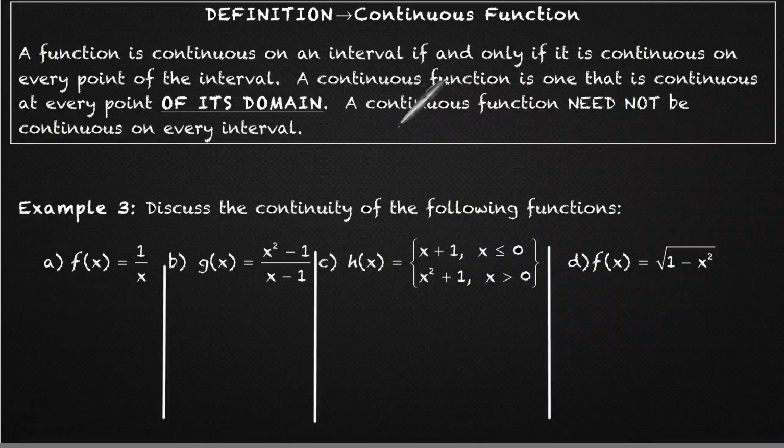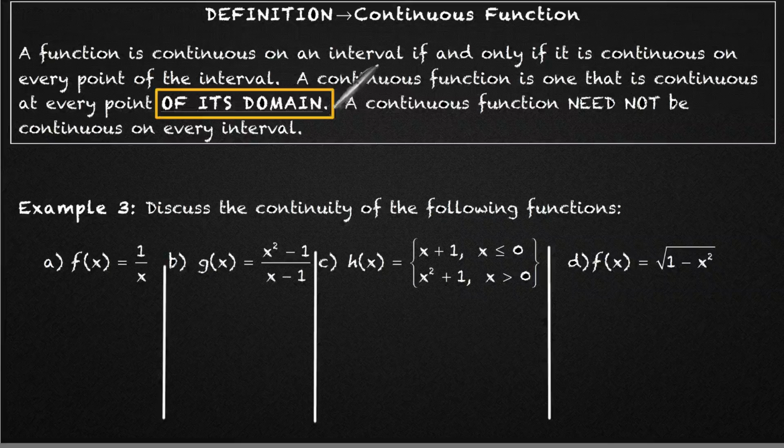All right, now we have the official definition of a continuous function. This can be a little tricky to understand. A lot of students get hung up on this. But a function is continuous on an interval if and only if it is continuous on every point in the interval. A continuous function is one that is continuous at every point, and here is the key right here, of its domain. There it is.